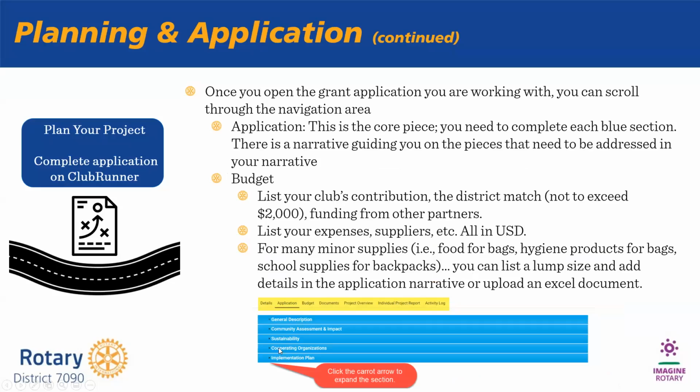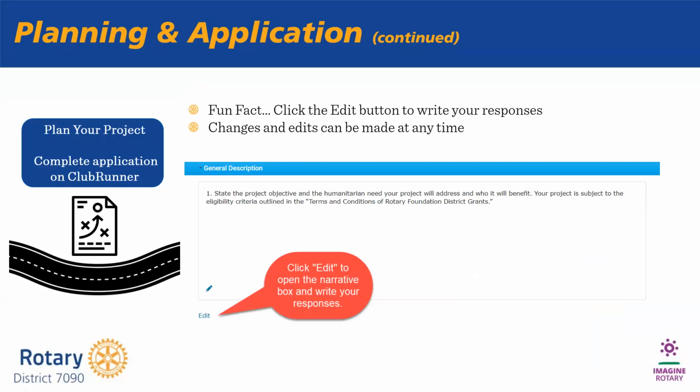So you complete the full application by completing each of these parts. And when you click this little caret triangle button here, it'll drop down and it'll look like this. For general description, like I said, it tells you exactly what you need to say or do in this spot here. You click edit and you write your responses.